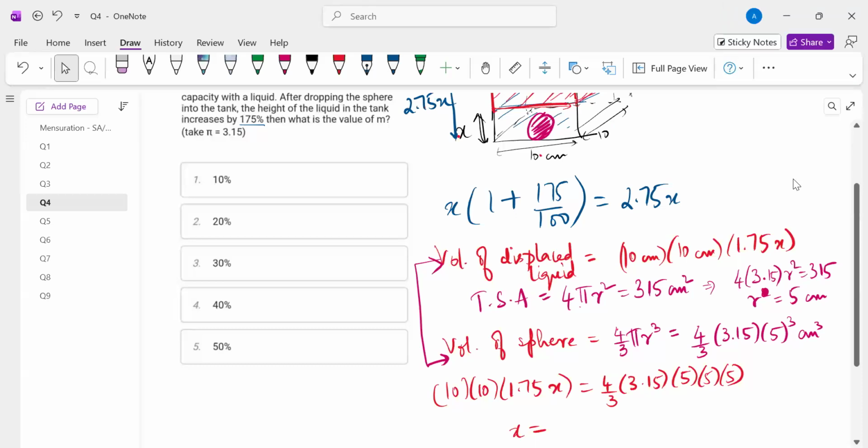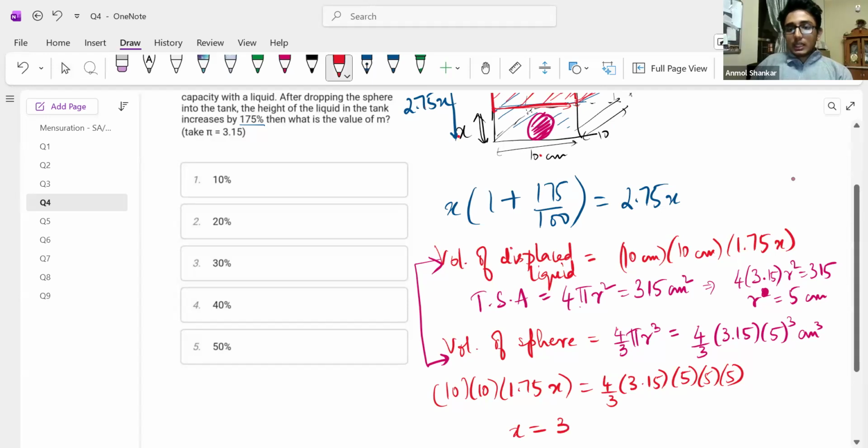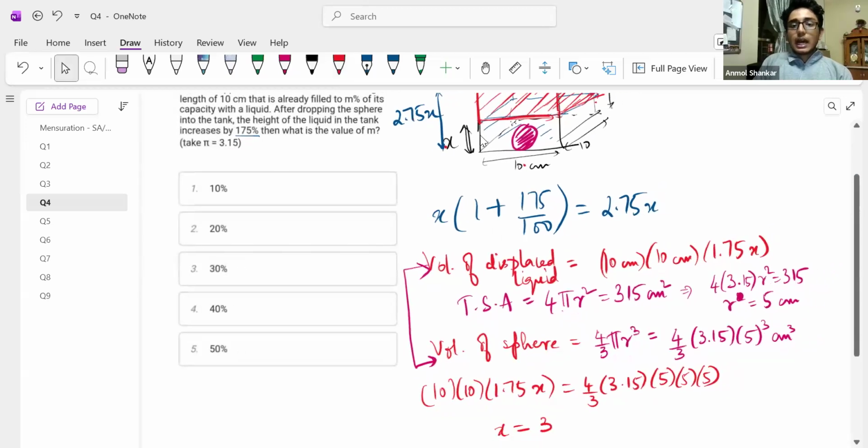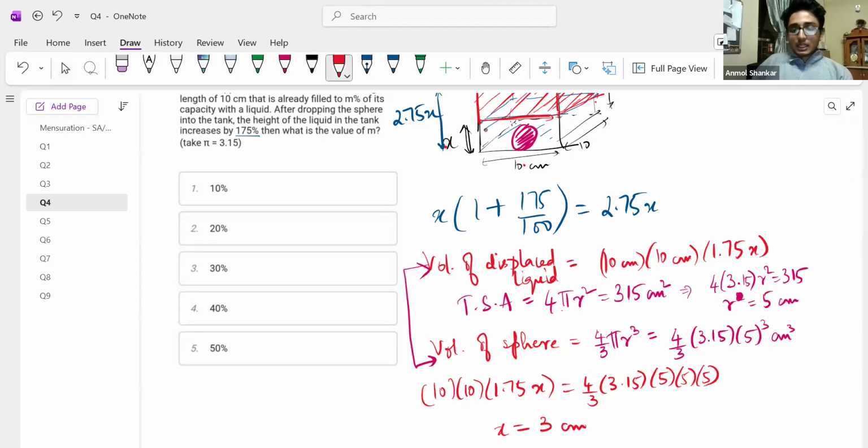X equal to 3, sir. Very good. Right, x is equal to 3. X is equal to 3 what centimeter? What is x? The height of the initial liquid. So it is centimeter. So x is 3 centimeter we have found.